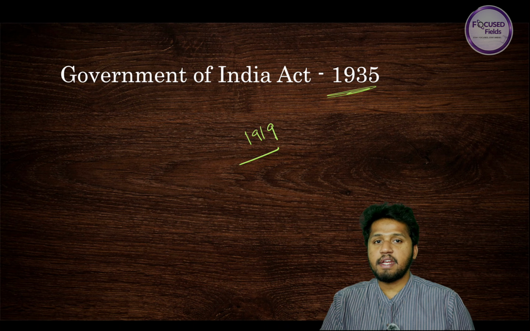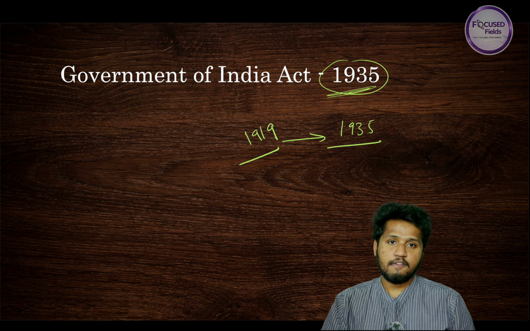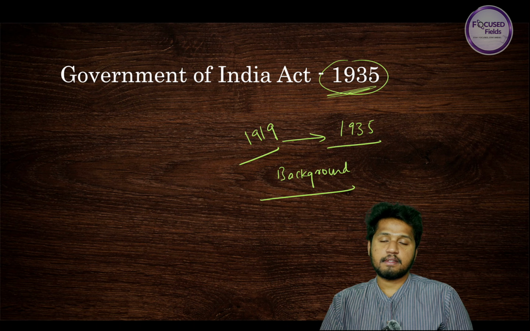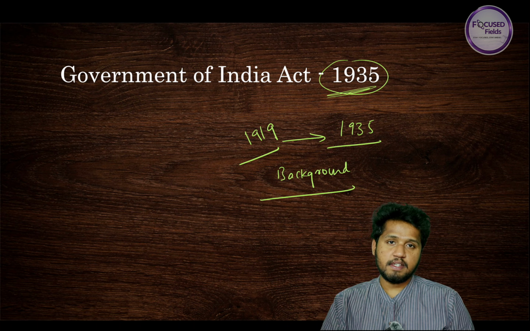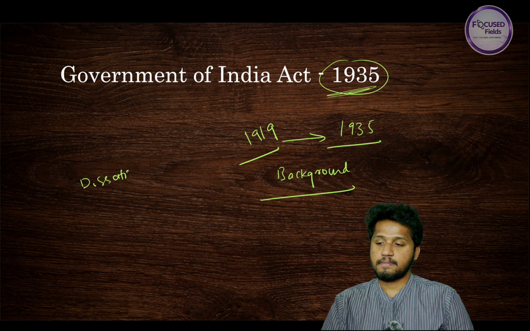It was 1919, and if you see this year, it is 1935. In this video, first let's understand what was the background, what had happened in these years. Let's see the major events that led to dissatisfaction among Indians.